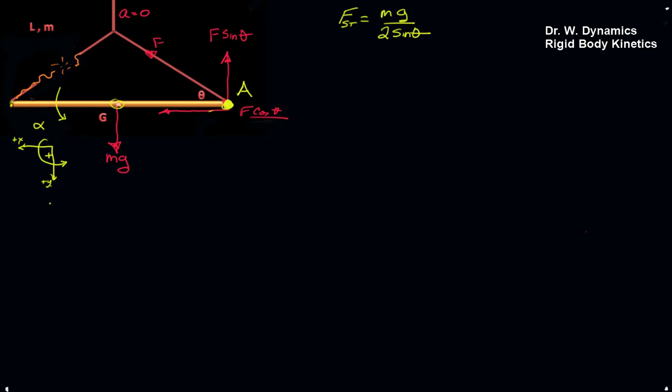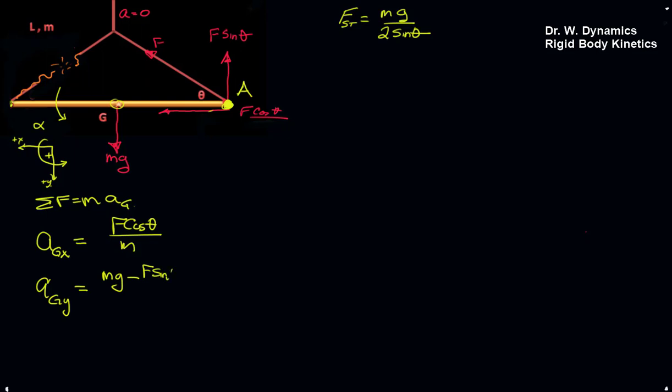and we certainly have our center of mass at G. We can say using sum of the forces is equal to m a_G, that a_Gx will equal F cosine of theta divided by m, and a_Gy will be, if we call down positive, mg minus F sine of theta over m. So that gives us two useful equations.